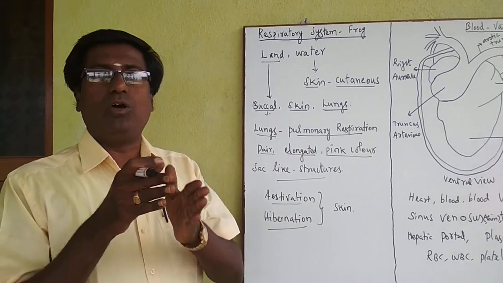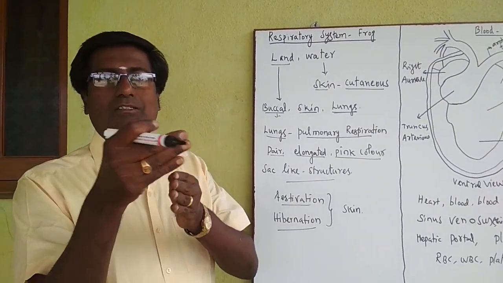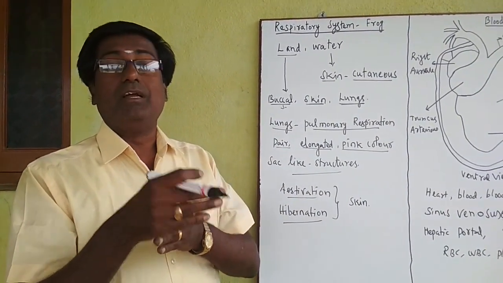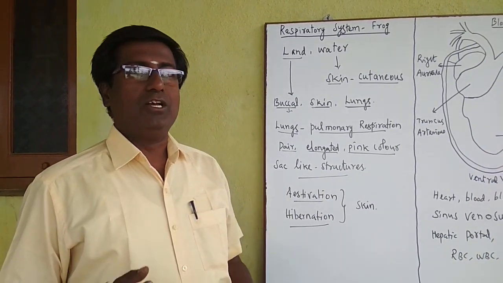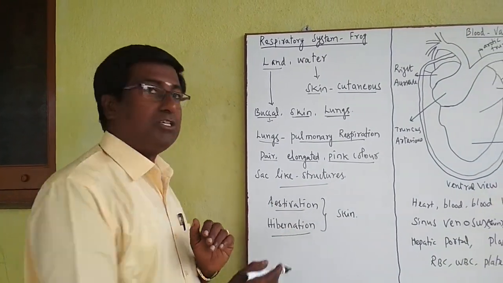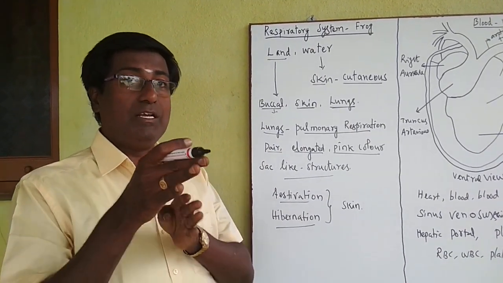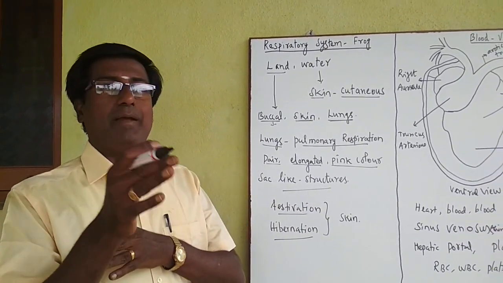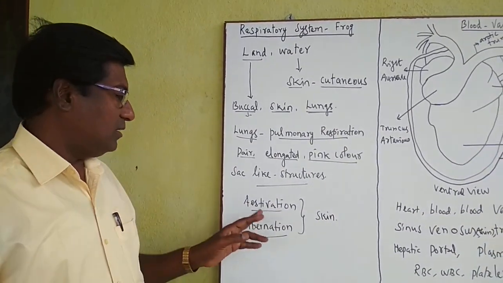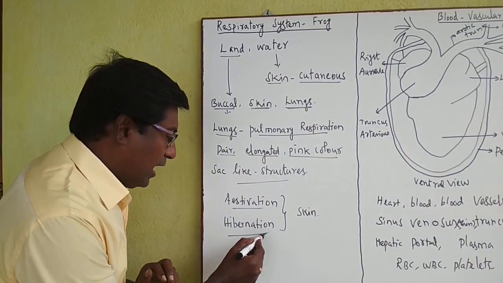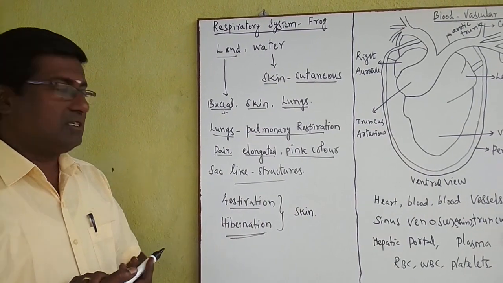At that time the frog goes to hide in some places, hiding its body. At that time it respires through the skin. So summer sleep is called aestivation. During aestivation it goes to secret places and hides its body, and it respires through the skin. Another one is hibernation. Hibernation is otherwise called winter sleep.